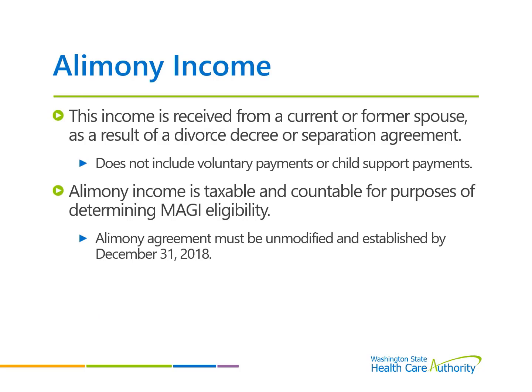Alimony income. What is alimony income? This income is received from a current or former spouse as a result of a divorce decree or separation agreement. This income does not include voluntary payments made or child support payments. Alimony income is taxable and countable for purposes of determining MAGI eligibility. To be taxable and countable, the alimony agreement must be unmodified and established by December 31st, 2018.